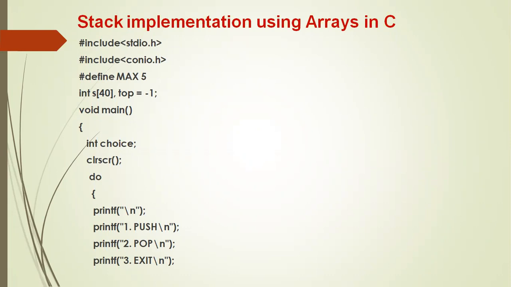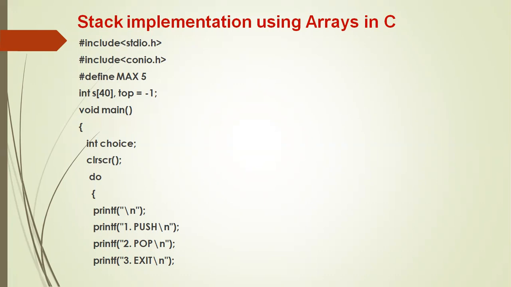That's all. So hash include stdio.h, that is for scanf and printf, conio.h, that is for clear screen and getch, hash define max. So here I am implementing a stack whose maximum size is 5. Int s of 40. So I have taken a one-dimensional array of 40 locations. That means we can go up to 40 as the maximum size. Okay. Top equal to minus 1. Because in the algorithm, the starting value of top is 0. But in C language, 0 is also a valid location. So 0 is also a valid subscript. That's the reason you have to start from one value less, so top becomes minus 1.